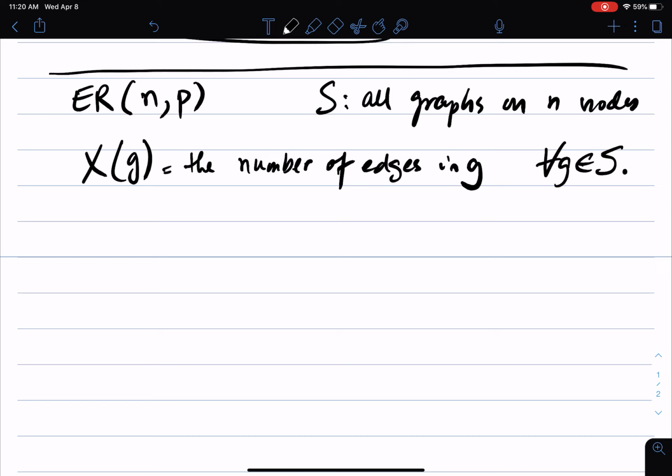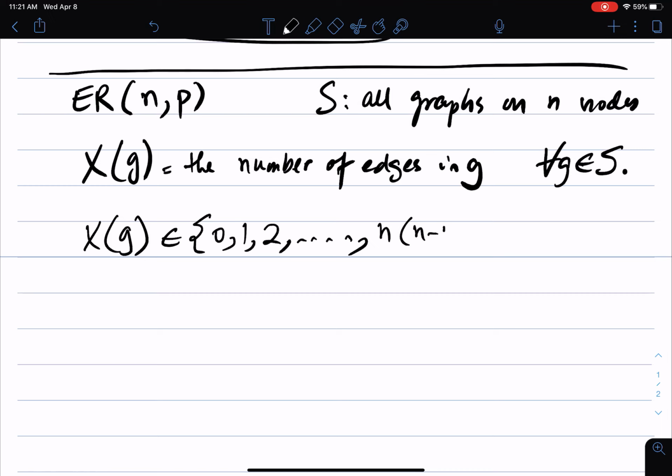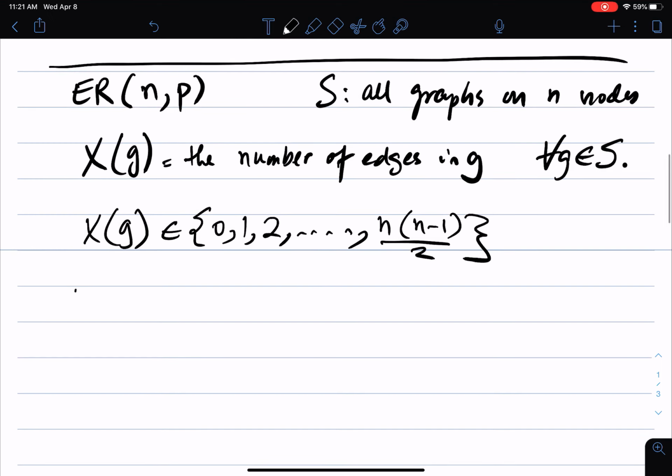And we have done the calculation. What is the maximum number of edges in a graph with n nodes? So X of G takes values in the set 0, 1, 2, all the way to n times (n minus 1) over 2. This is the maximum possible value that X of G can take. Okay. Now, a question we might ask: what is the probability that X of G equals k? Or X equals k.